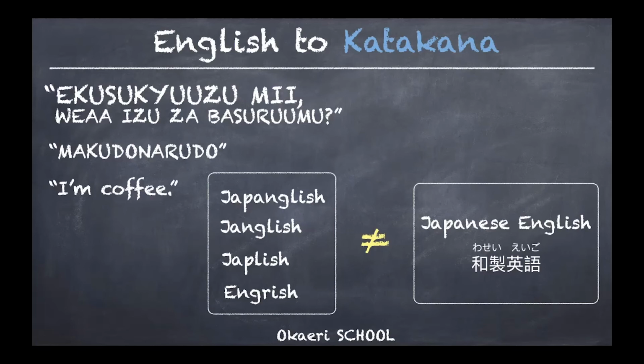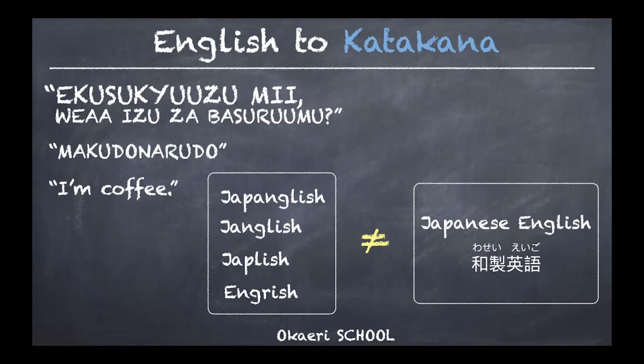So these Japanese ways of speaking English, or Japanese characteristic ways of using English, they are called in different ways. They are called Japanglish. Some say Junglish. The others say Japlish. I think I usually say Japlish.